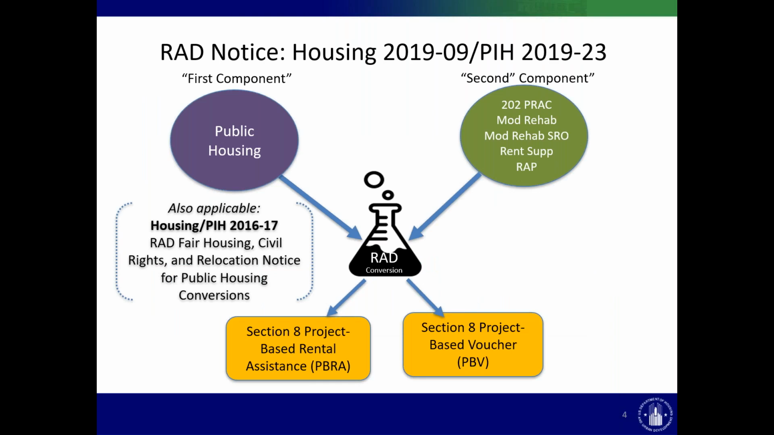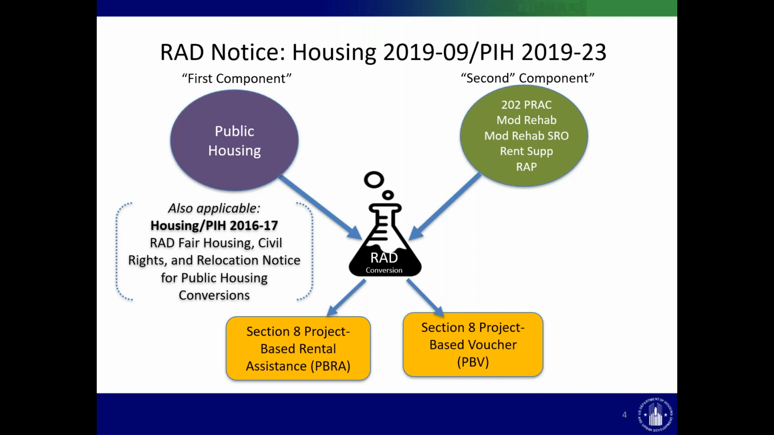RAD is implemented, on the next page, we show RAD is implemented through a HUD notice. The RAD notice, as we call it, covers the conversion of public housing properties, but also has separate sections for the conversion of other forms of assisted housing, including the 202 PRACs, Mod Rehab, and Rent Supp and RAP. We'll actually be covering the resident rights on what we call the second component of RAD, covering these conversion options next week. But today's presentation will be focused on public housing.